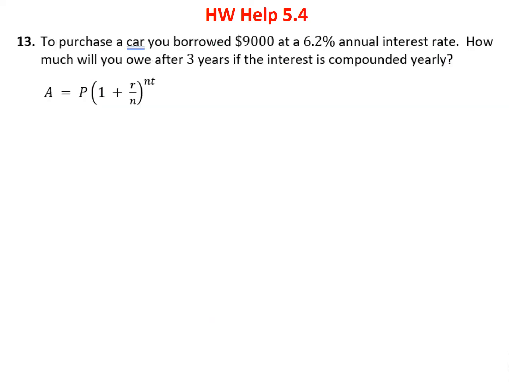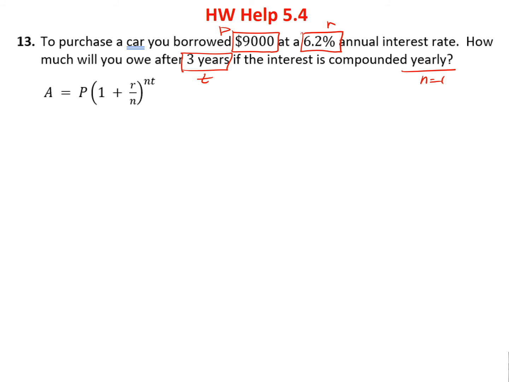Number 13, if you purchase a car and you borrow $9,000, so this is your principal, at a 6.2% interest rate, that's your interest rate R, how much will you owe after 3 years? 3 years is the number of years. If the interest is compounded yearly, yearly means that N equals 1. Again, if you were compounded monthly, it would be 12. Some banks compound daily, and N equals 365. But we're just looking at yearly at the present time.